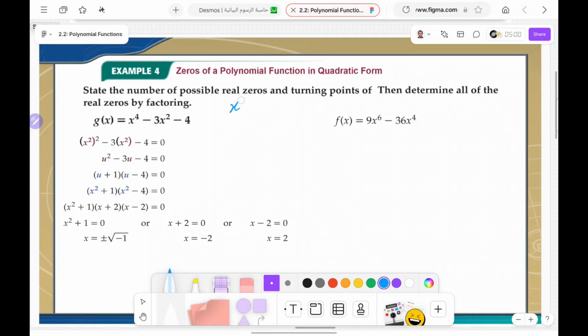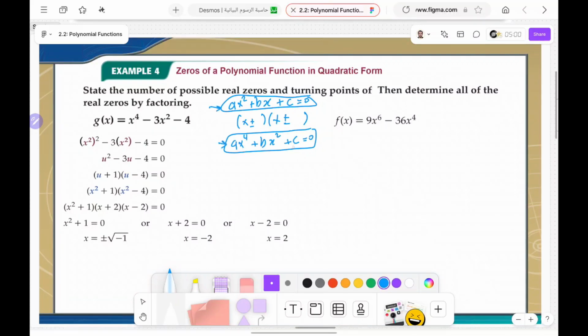If you know the standard form of the quadratic, the standard form is ax squared plus bx plus c equals 0, right? If I need to factor the quadratic, it should be x minus or plus something, x minus or plus something, right? Now, if I give you the same example, but x to the power of 4 plus bx squared plus c equals 0, this one is also considered like a quadratic function. So you can deal with this one as a quadratic.